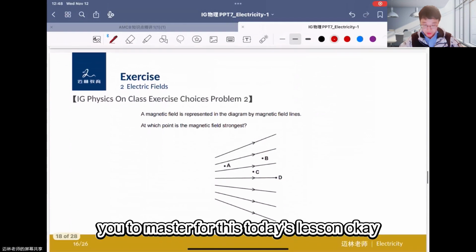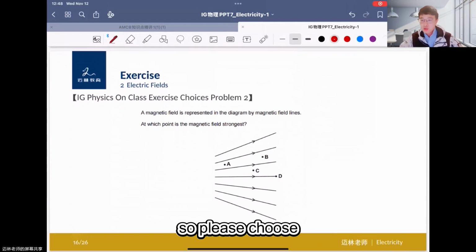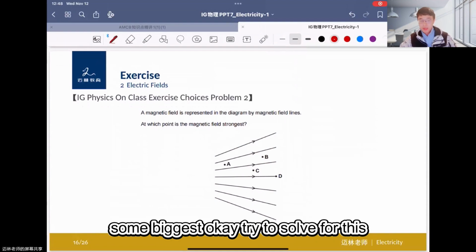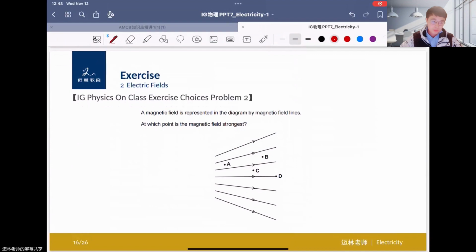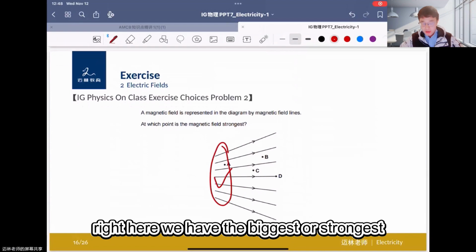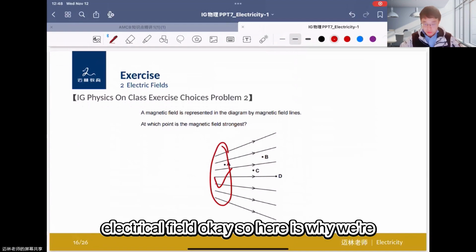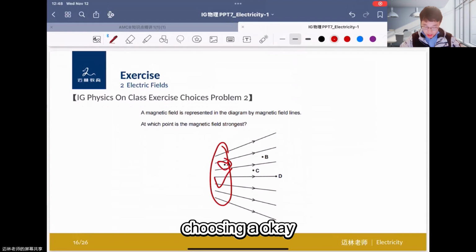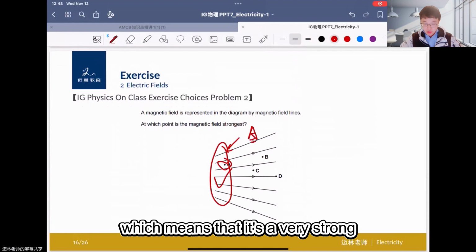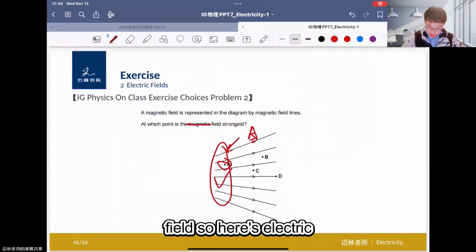Here's an exercise for you to master today's lesson. Please choose the answer in which the electric field is the biggest. Try to solve this problem, please. Okay, I guess you have your answer, right? We are choosing A, because A has the strongest electric field. The lines are very dense with each other, which means it's a very strong electric field. Sorry, I said magnetic, but it's electric. So we are choosing A.